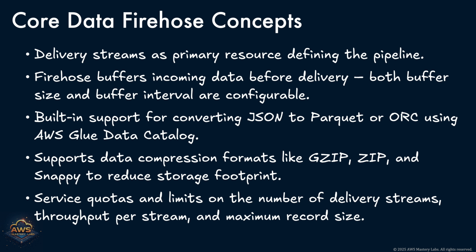Finally, it's essential to be aware of service quotas and limitations. Firehose enforces limits on things like the number of delivery streams per account, maximum record size, and throughput per stream. While these limits are generous by default, many can be increased through AWS support to accommodate enterprise-scale workloads.